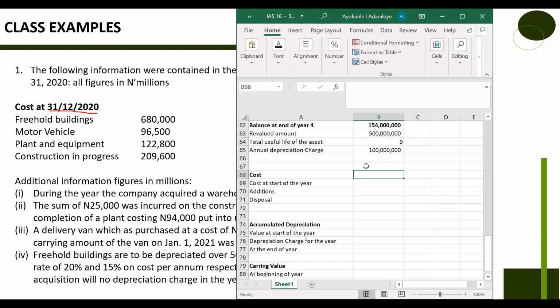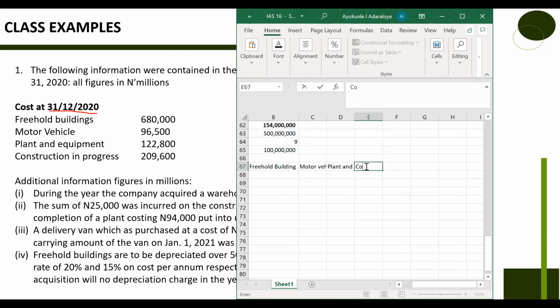So we're going to write the different assets up here. Freehold building. The next one is what? Motor vehicle. The next one is what? Plant and equipment. And the next one is construction in progress. Then we write what? Our total. What do you say?